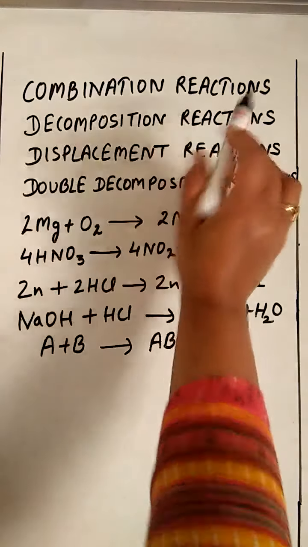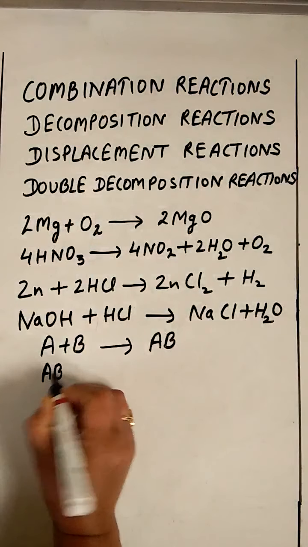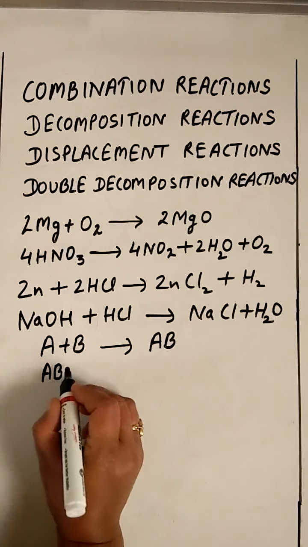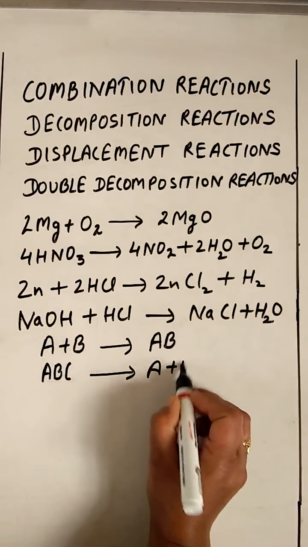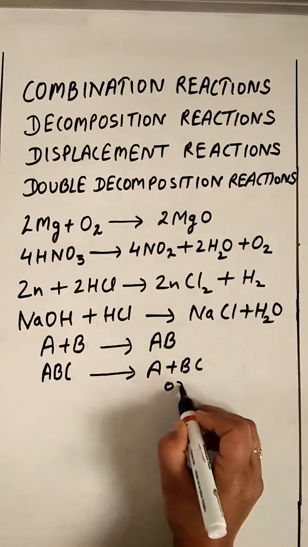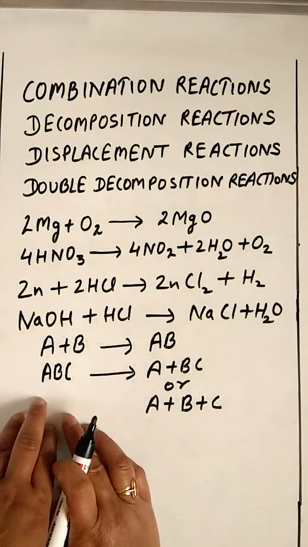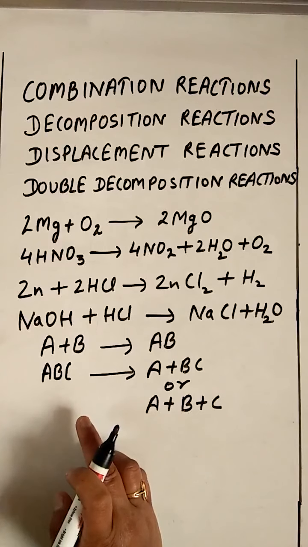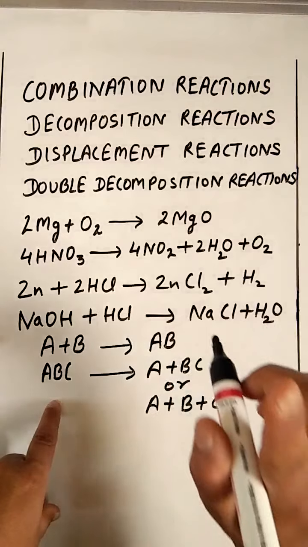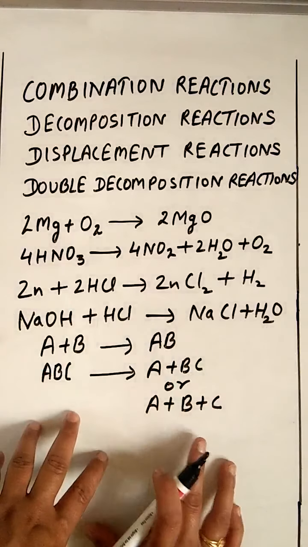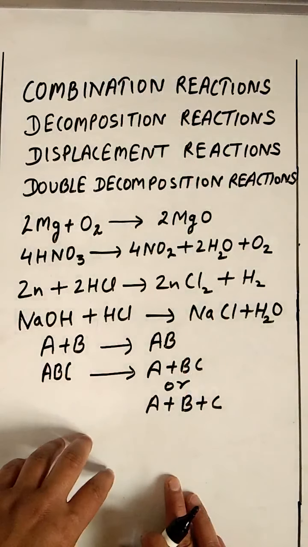Now come to decomposition reactions. These are the reactions in which the reactant will always be one. It can be in the form of AB or it can be in the form of ABC. Products can be two, or it can be more than two also. So what is to be kept in mind is that the reactant will always be one, while in combination reaction, the product is always one. So that means combination reactions are just opposite to decomposition reactions.